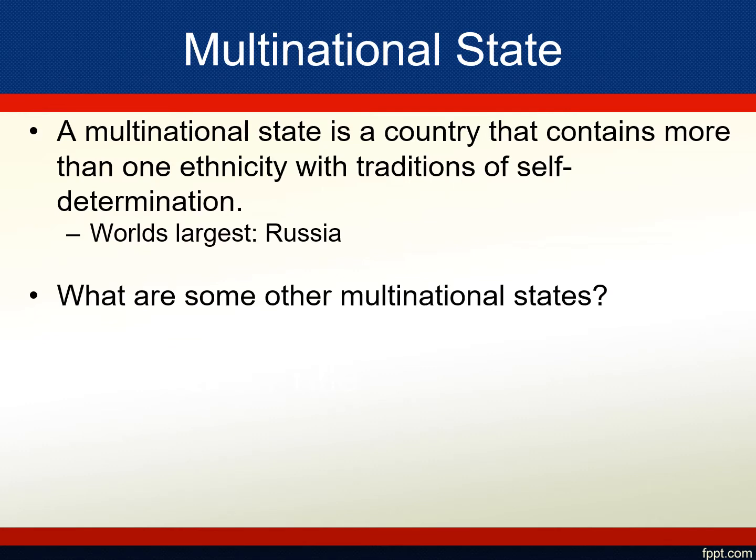A multinational state is a country that contains more than one ethnicity with traditions of self-determination. A good example of this is Russia. Another good example of this would be the UK, where there's 4 different nations that make up the UK: Scotland, England, Wales, and Northern Ireland, each of which does have traditions of self-determination.